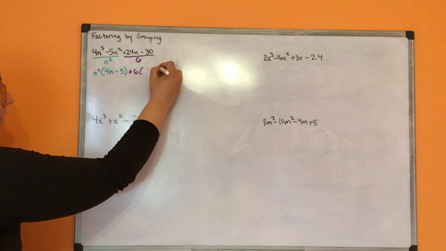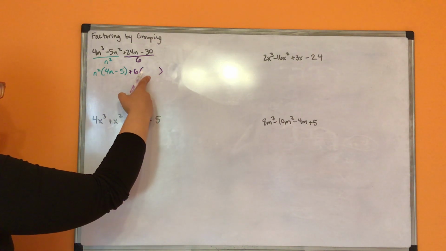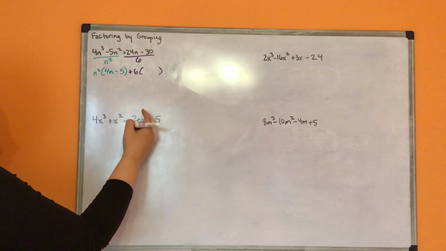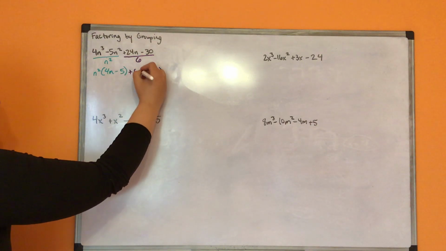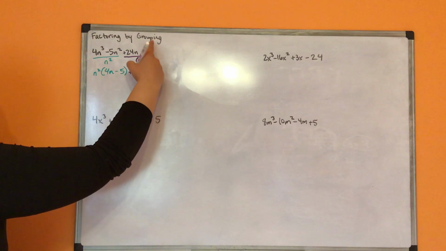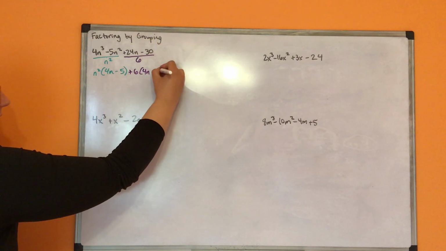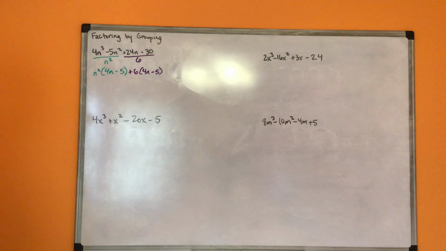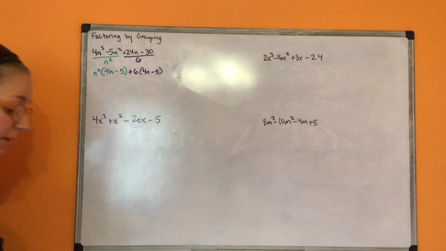And then I'm going to do the same process I did before. What I get when I divide by the GCF goes inside the parentheses. 24n divided by 6 is 4n. Negative 30 divided by 6 is negative 5. We've done the hardest part of all this. We just need to rearrange our answer into a different format.